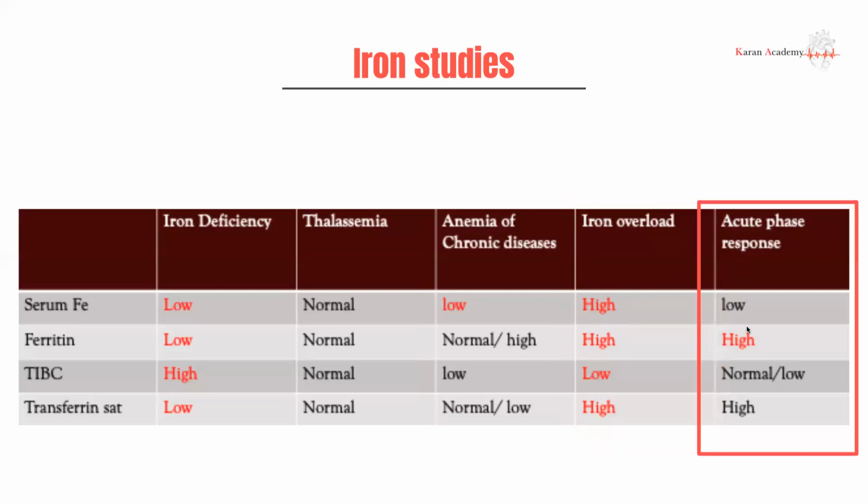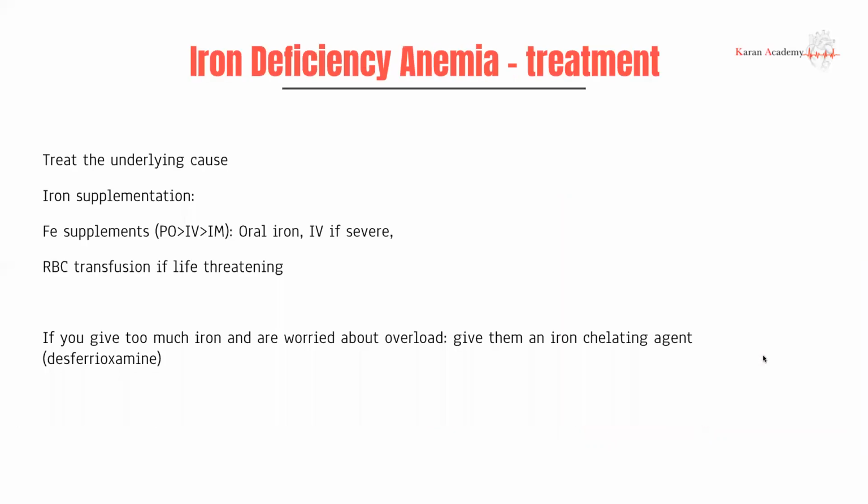Acute phase response, again, you might have a lot of things, but the one I want to focus on is ferritin that's going to be high. How do you treat this? Well, you treat the underlying cause, whether it's a supply issue or a demand issue. You want to supplement iron, starting off with oral, then IV, then IM. So oral iron, then IV if severe. You can also give transfusions if it's life-threatening. As I mentioned earlier, we may worry about iron overload if you're giving too much, and consider iron chelation therapy like desferoxamine.